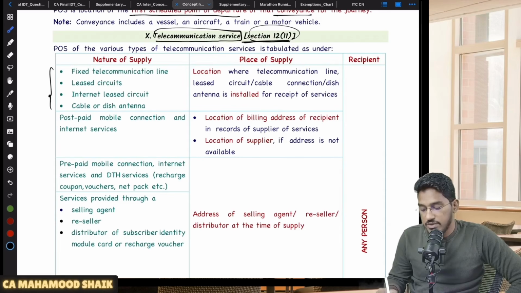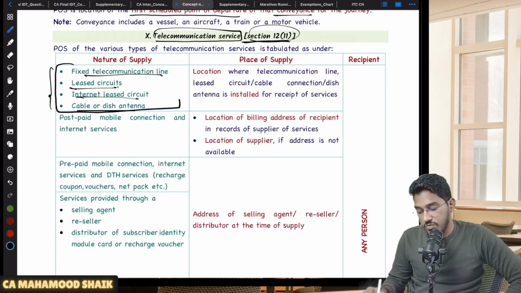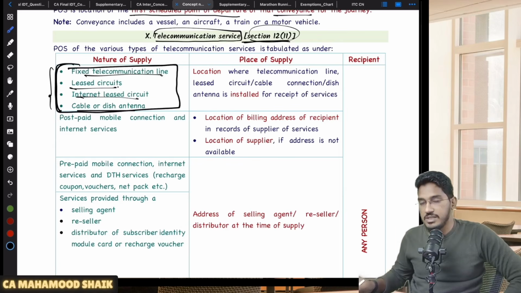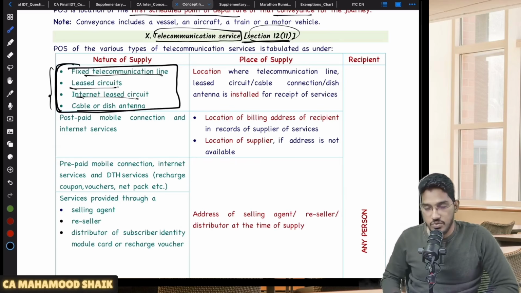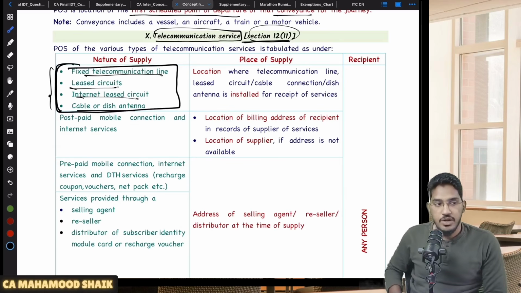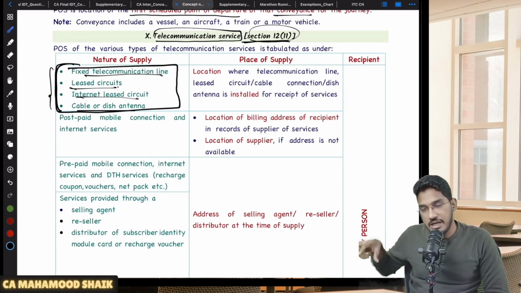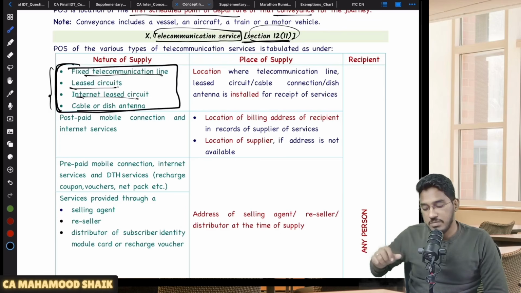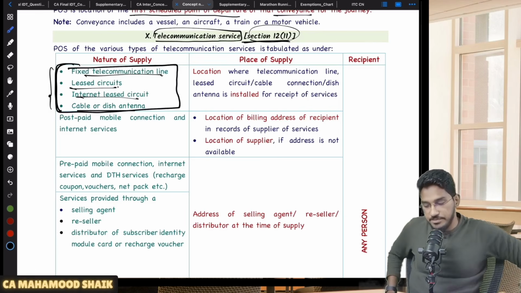First one, in case of fixed telecommunication line, nothing but landline, or leased circuits, or internet leased circuits, or cable or dish antenna. For these kind of telecommunication services, what will be place of supply? These kind of services require a physical installation. Let us say, for example, you want a landline connection in your home. The person will come and install the landline connection. So these are a bunch of services which require physical installation.